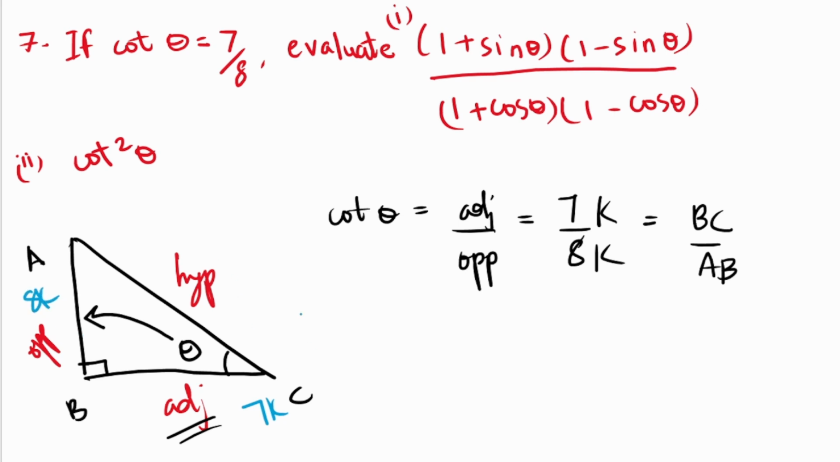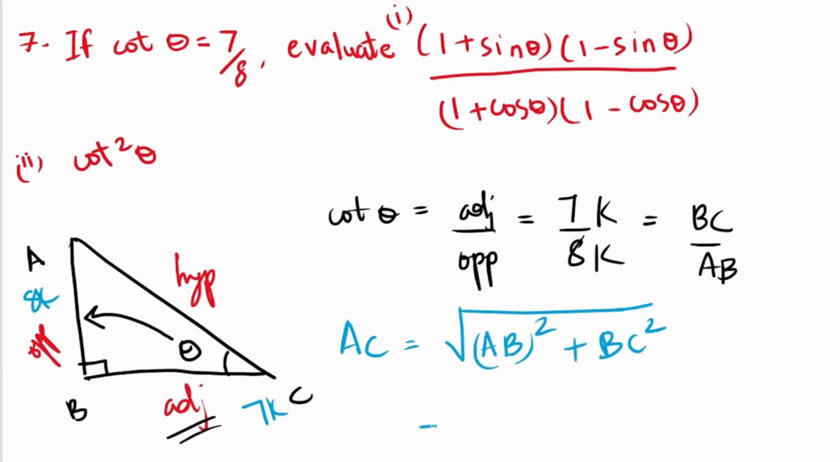Now you need to find the hypotenuse value, that is AC, right? AC is nothing but root of AB square plus BC square. What is AB? AB is root of 8k whole square plus 7k whole square, which is solved in the next page.